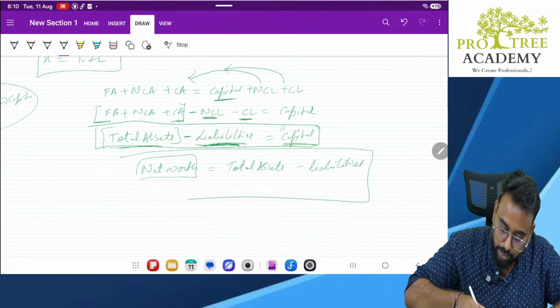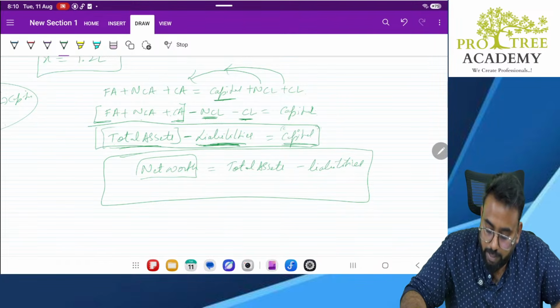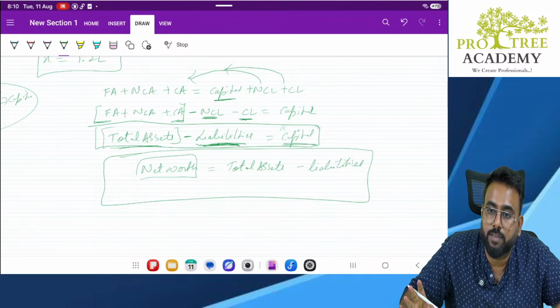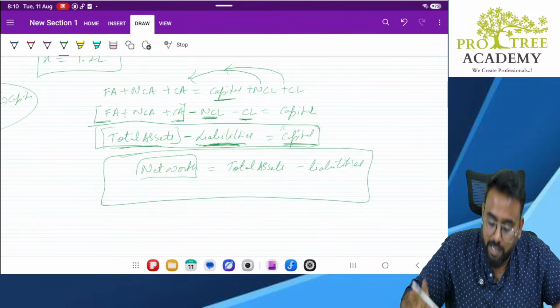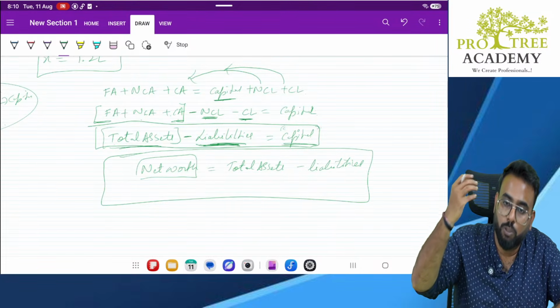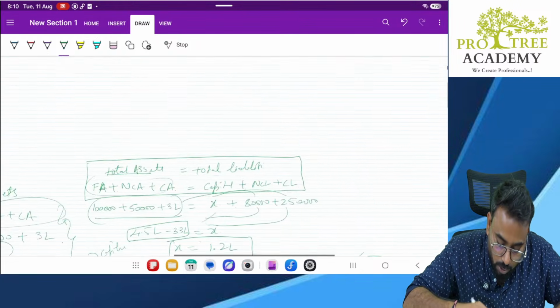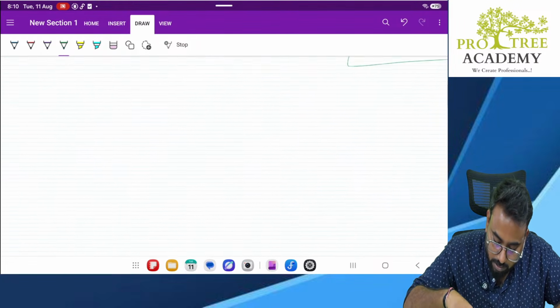This is your accounting equation. Net worth is equal to total assets minus liabilities. You can solve using this equation however you want, provided you have the numbers. So in this, whatever, where was it?